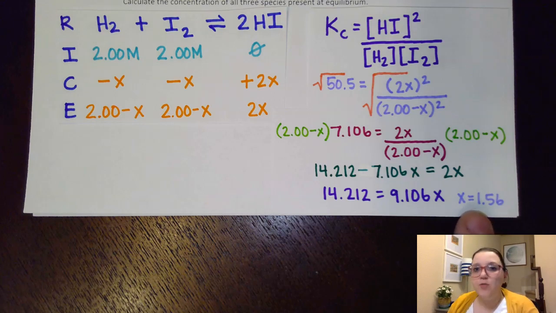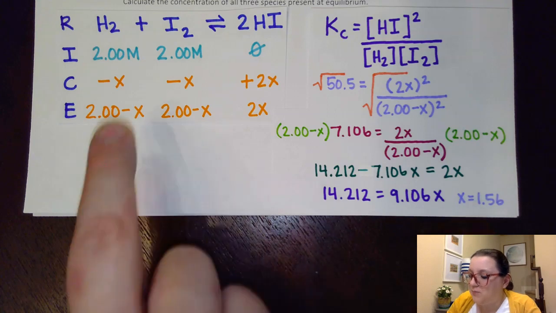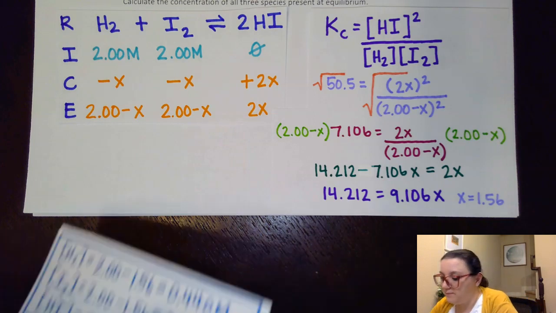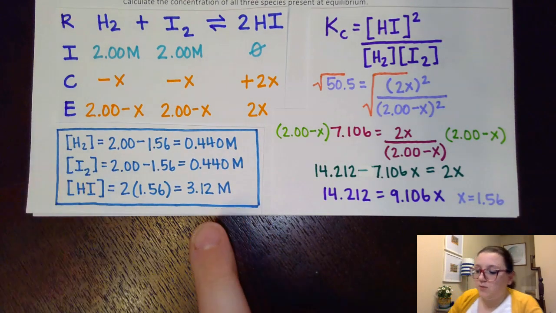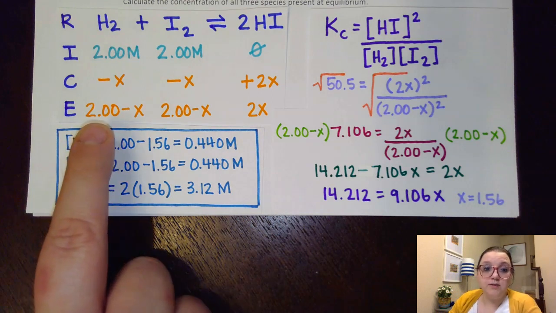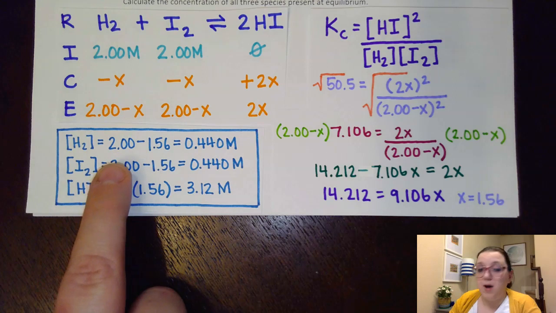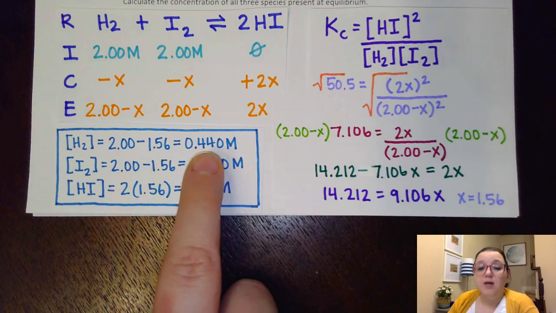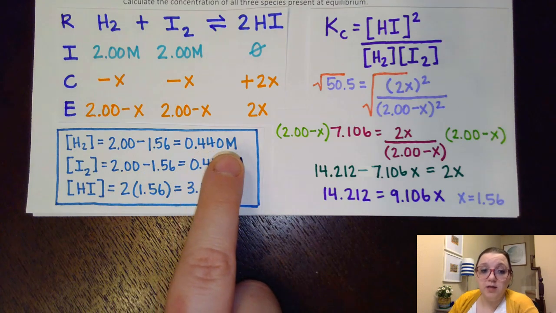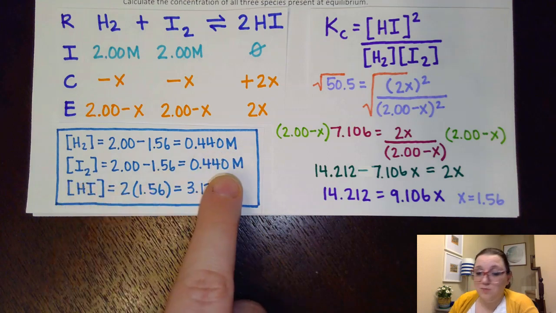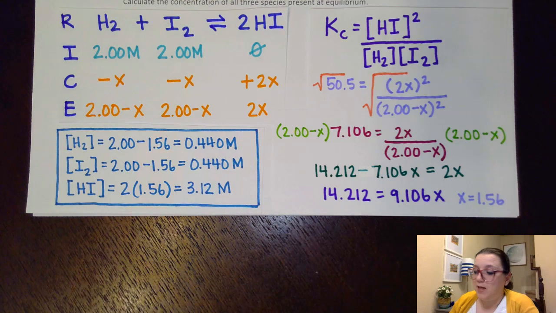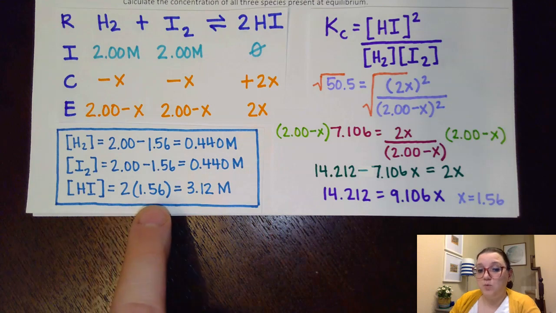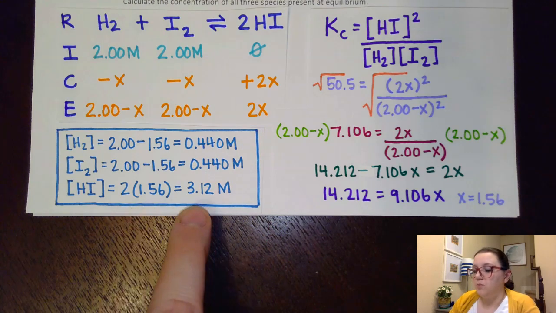So here's the deal. Now that I know what x is, I can plug x in for each of these and solve what these concentrations should be. So that's what I did here. I said, hey, H2 was 2.00 minus x. Well, that means 2.00 minus that 1.56 I just solved for, and that gets a value of 0.440. And since it's a concentration, I would put a unit of molarity. I2 is going to be exactly the same thing because, again, we wrote the same thing for it up here. HI, on the other hand, was 2x. So I would need to do 2 times that 1.56, which gets us a molarity of 3.12 molar.